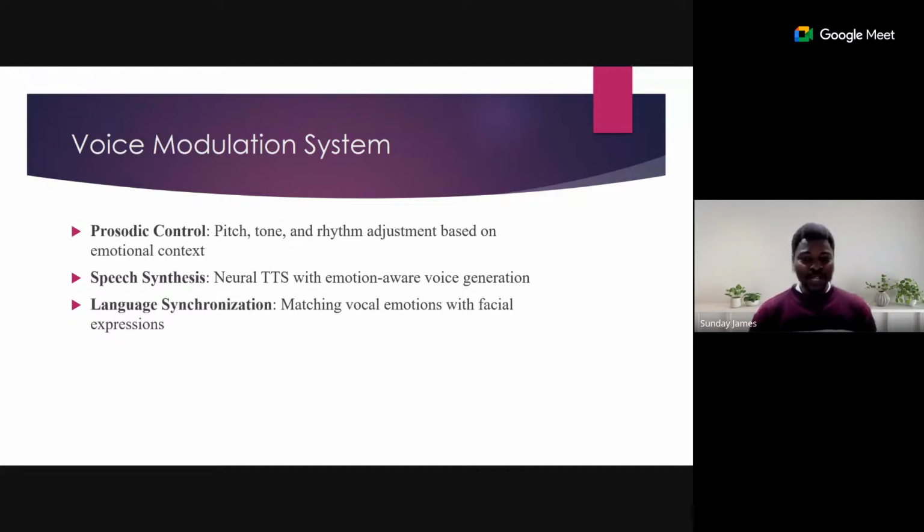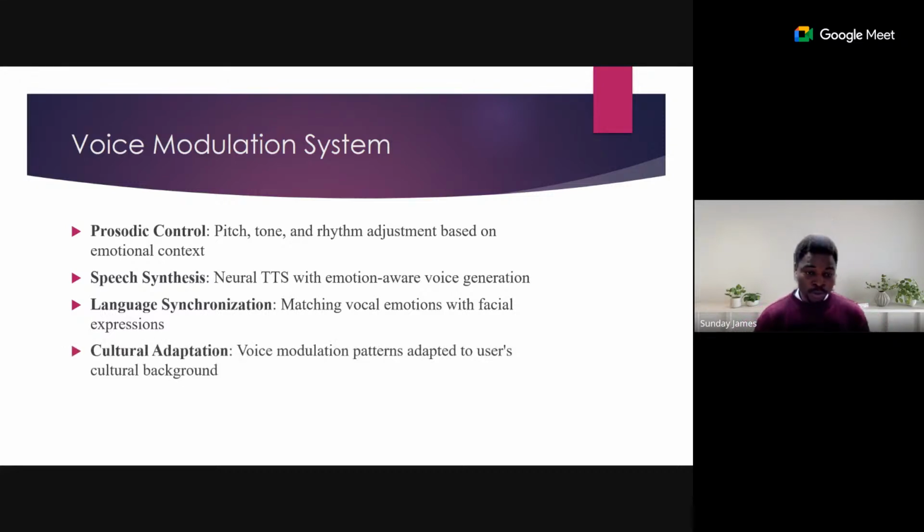Now, language synchronization: matching vocal emotions with facial expression. If I'm happy, the robot should be able to sound in such a way that it replicates what I am actually feeling at the moment. If I am feeling very sad, I will not be happy. I will not be shouting. There's a way my voice should be. The robot should be able to respond in accordance with my particular mood.